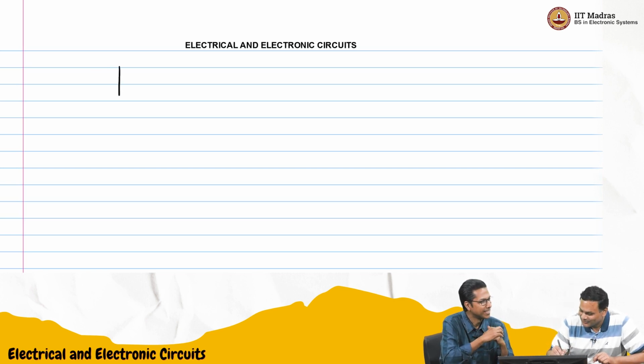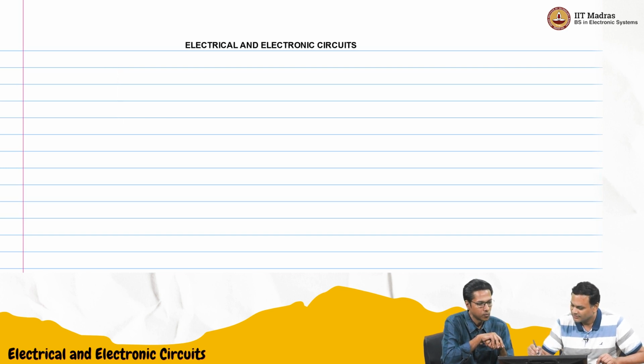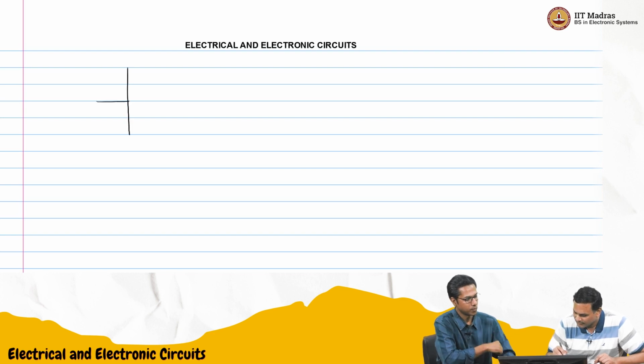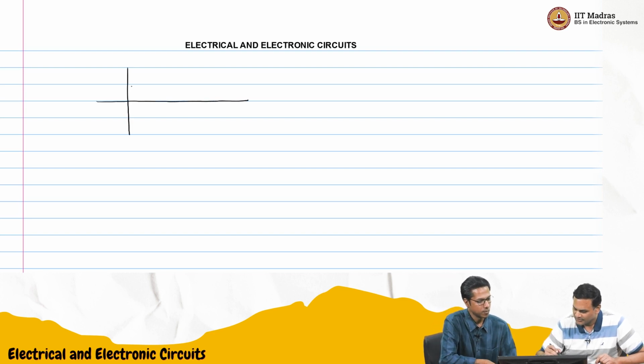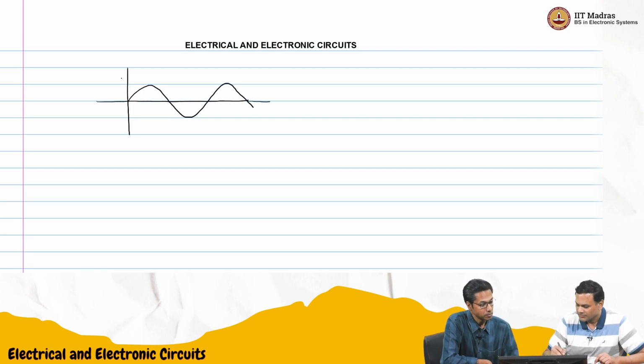That's interesting. Okay, so maybe I'll start by drawing the sinusoid, our Vm sin omega t. Let us say Vm and minus Vm.